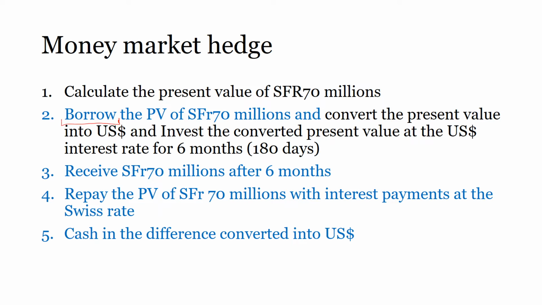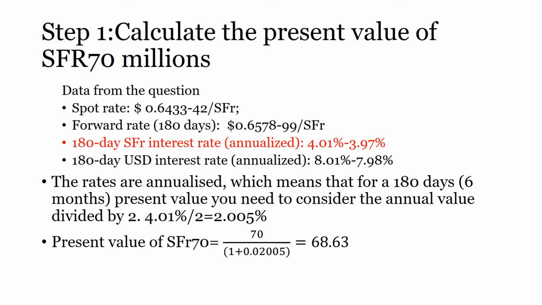So once you know how much 70 million is in today's prices, you're going to borrow this amount of money, then you convert it into dollar, you invest in the US dollar interest rate. After 6 months, you're going to receive 70 million from somebody else, but you're going to repay your loan. And the difference is what you're going to make out of it, for the hedge, yeah. So let's go step by step.